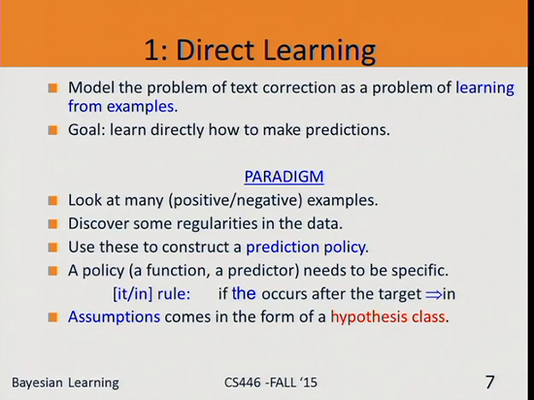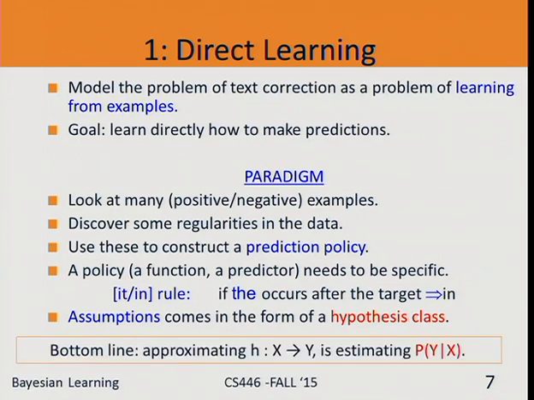And all the assumptions that we're going to make on our learning process, we're going to fold them really into this hypothesis class. What functions are we learning? So the bottom line is that we are learning in this paradigm a function, h from x to y. Really, we're estimating the probability of y given x, where y, in our case, is a label, "it" or "in", given the instance. That's what we've done.